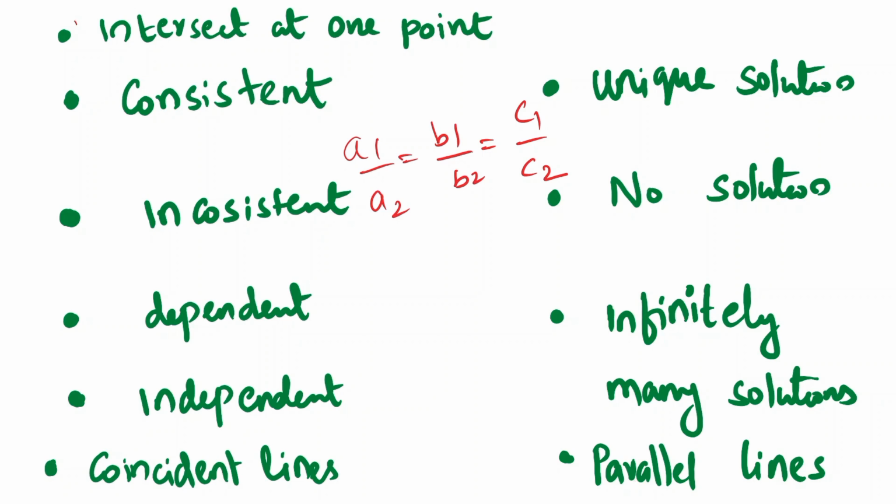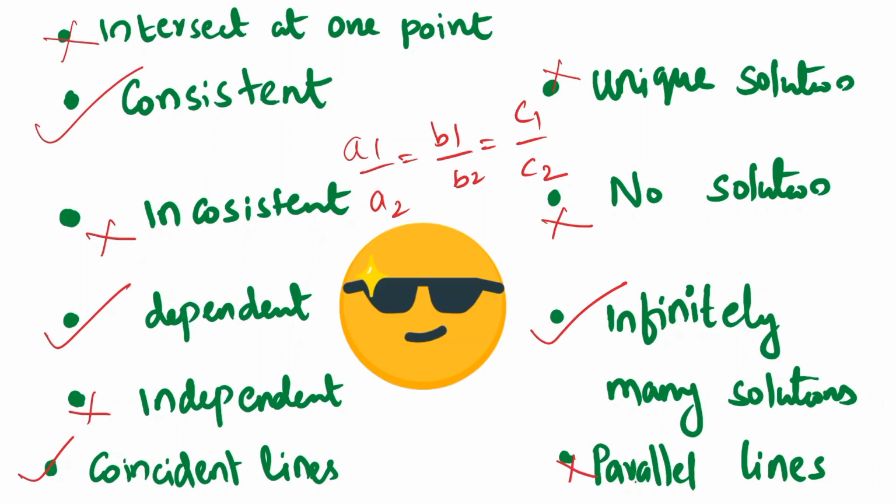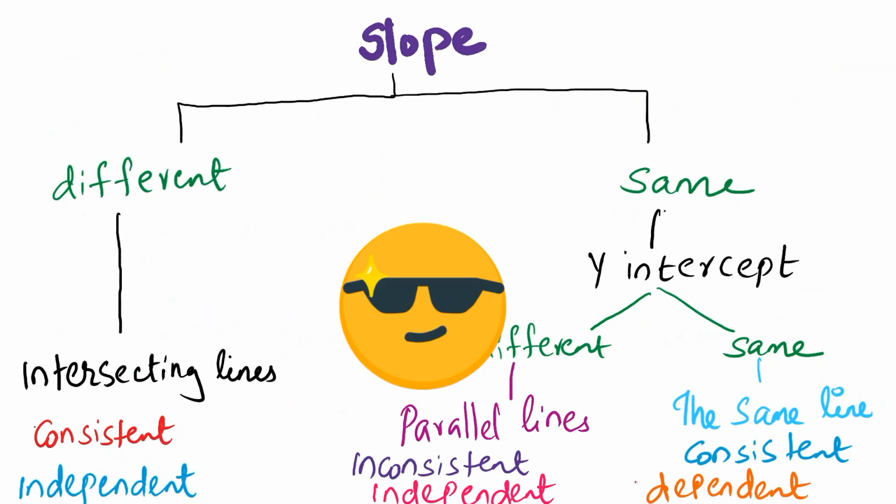Intersect at one point? No, it is not only intersecting at one point. As we are getting solution, it is consistent. We can mark wrong here. Inconsistent. Dependent? Yes. Independent? Wrong. Coincident lines? Absolutely. Unique solution? No. No solution? No. Infinitely many solution? Yes, correct. Parallel lines? Wrong. Okay, very good. I am just making a conclusion here.